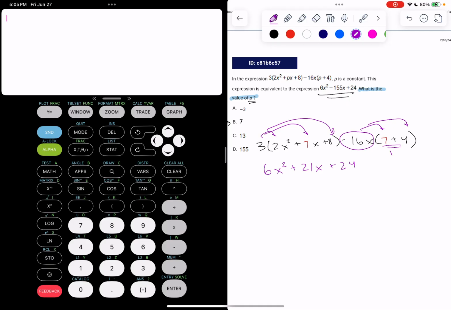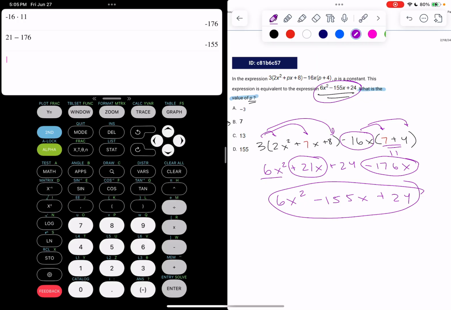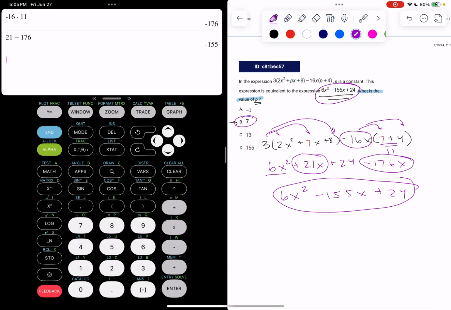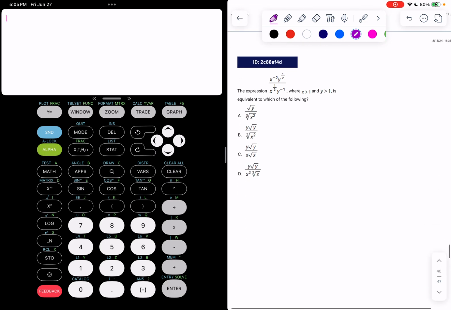7 plus 4, well, that's just 11. 11 times negative 16 is going to give us negative 176x. So now we have to combine like terms. We have 6x squared, and then we have our linear terms here. So let's see what that is. 21 minus 176. Oh, that gives me negative 155x plus 24. Does that match what I'm looking for originally? It certainly does. So it looks like I landed on the right p first. Again, just popping it back in the equation, trying it out, simplifying to see if I get what I'm looking for.